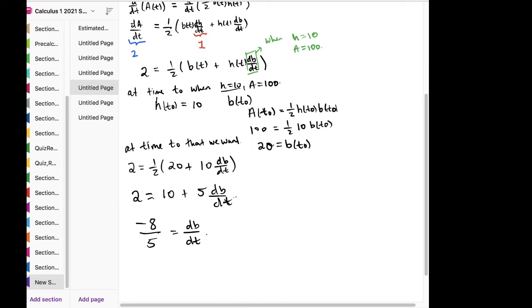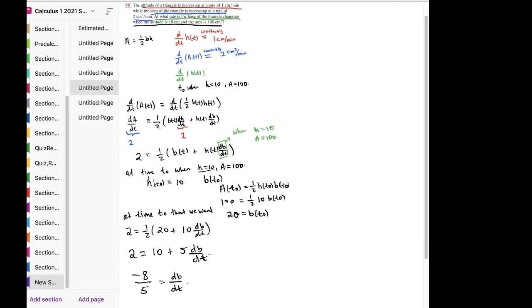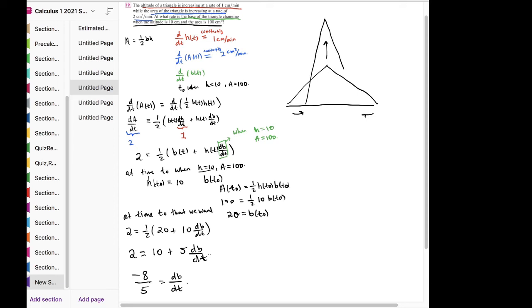Okay. So we have -8/5, which is interesting, right? If you have this scenario, that means the height is increasing. The height of the triangle is increasing, but the base is decreasing. But it's increasing in such a way that the area is increasing. So total area of the triangle. Okay, so questions about that?